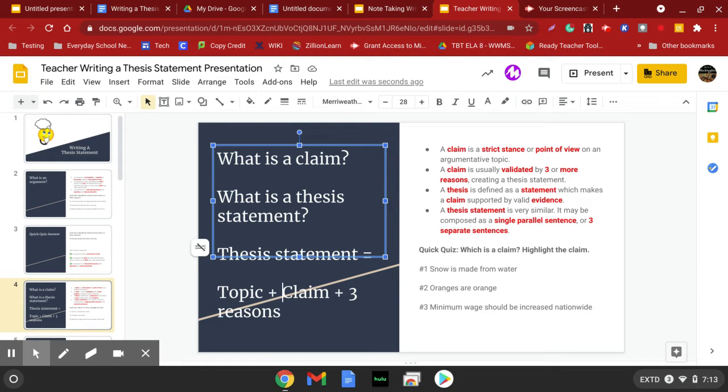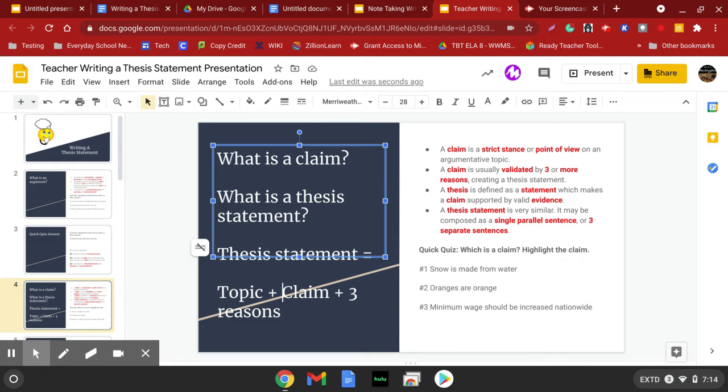You can't wiggle around and go, well, maybe. It's not wishy-washy. It is, this is my answer. A claim is usually validated by 3 or more reasons, creating a thesis statement, just like we did with the American Revolution. You had your claim and 2 reasons why it happened. A thesis is defined as a statement which makes a claim supported by valid evidence. So a thesis is a statement that makes a claim and gives evidence.